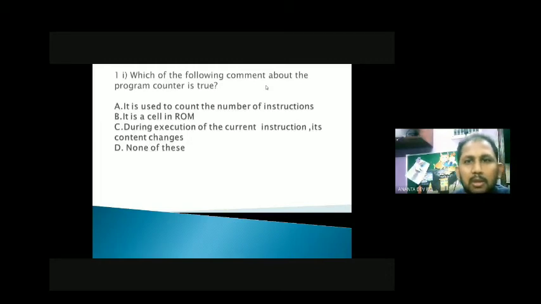Which of the following comments about the program counter is true? It is used to count the number of instructions. It is a cell of ROM.